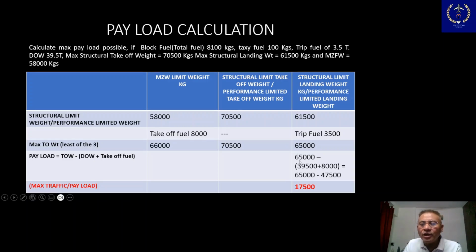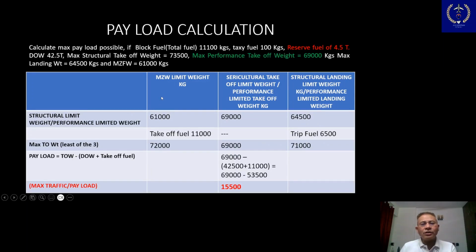Maximum takeoff weight is 65,000 kgs, and from the formula we know that the payload is equal to takeoff weight minus DOW plus the takeoff fuel. That is, DOW is 39,500 kgs and the takeoff fuel is 8,000. So it will be 65,000 minus 47,500 kgs, which gives me 17,500 kgs. So this will be the maximum payload which you can carry for this numerical.